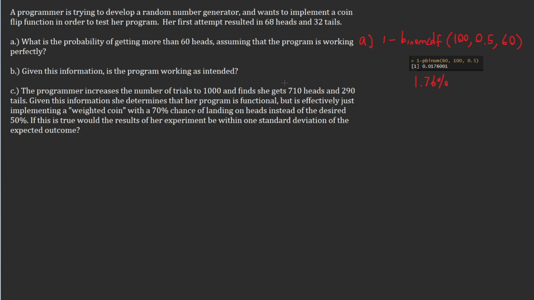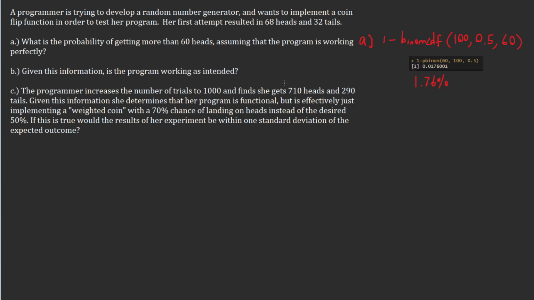So in part B here, we're asked, given this information, is the program working as intended? Probably not. I mean, if we have this outcome and there's only a 1.76% chance of this happening, we could be pretty confident in assuming that the program is not working as intended.